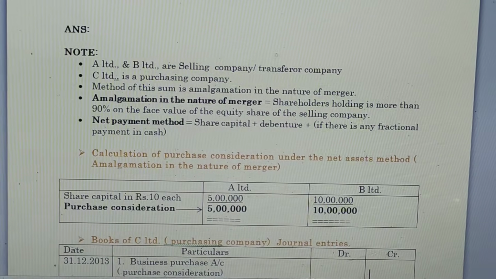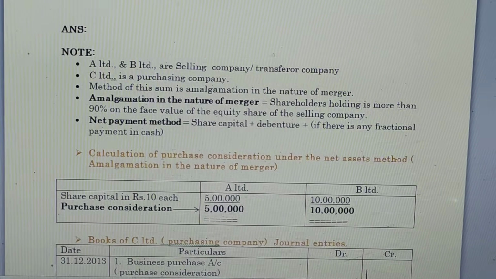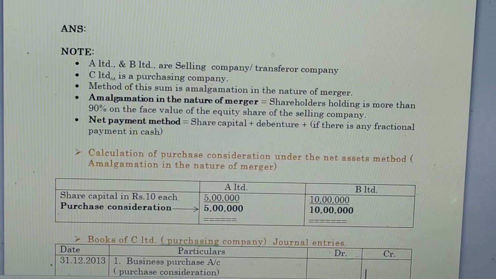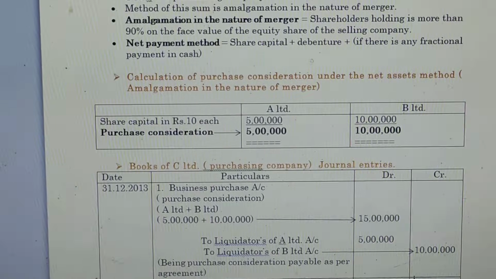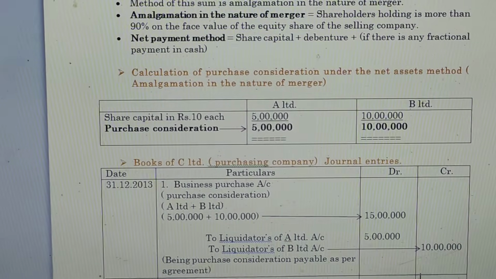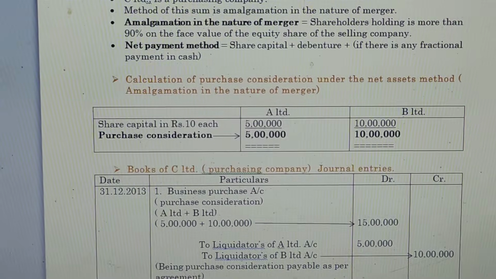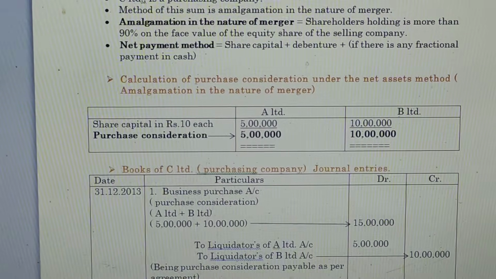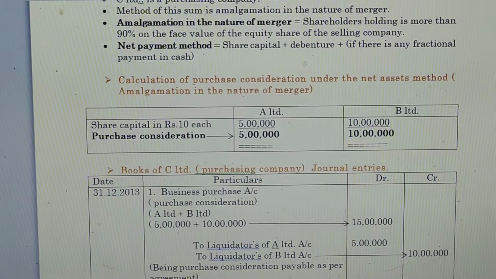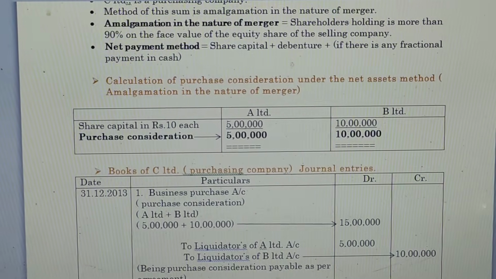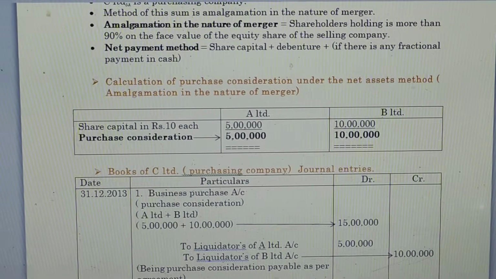Then we are going to prepare the purchase consideration under the net assets method, in the case of amalgamation in the nature of merger. In the particular column, share capital in rupees 10 each, the amount is rupees 5 lakh for A Limited and 10 lakh for B Limited. So these amounts are considered as the purchase consideration for each of the companies A and B. That's all.